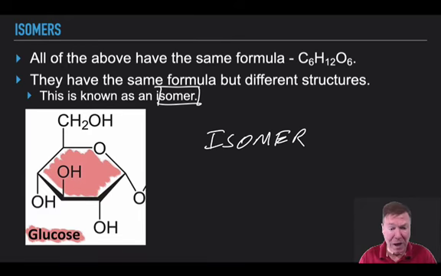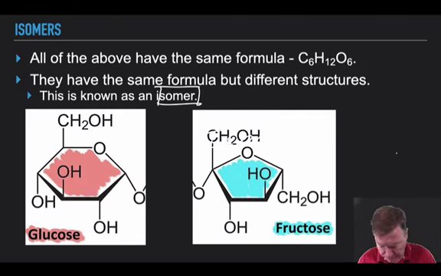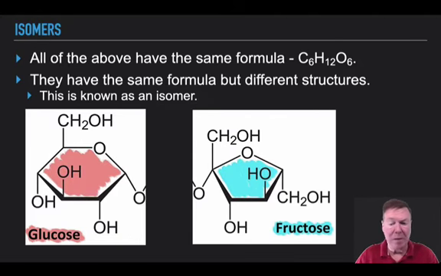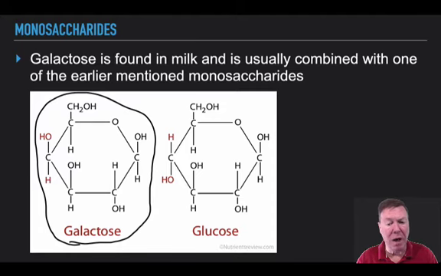Okay? So in this case, we can see glucose there. We already talked about that. And when we put it with fructose, they look different, but they both have the same formula, C6H12O6, but a different structure. Galactose is another monosaccharide. Galactose is the one over on the left, this one here. And when we combine it with another one, like glucose, we end up with a different saccharide, a disaccharide called lactose, but we'll talk about that in a minute.